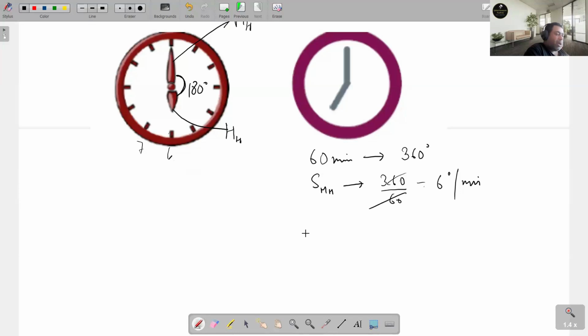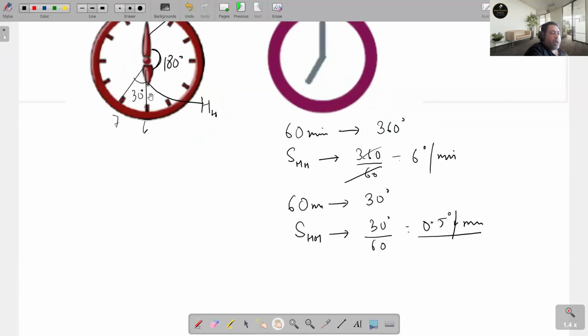All right. What about the hour hand? If this whole thing is 360 degrees, then this angle here is only 30 degrees. Correct. 360 divided by 12 gives us 30 degrees. So in 60 minutes, the hour hand moves only 30 degrees. So what is the speed of the hour hand? The speed of the hour hand is 30 degrees divided by 60, which is 0.5 degrees per minute.